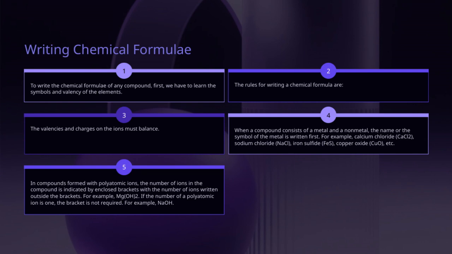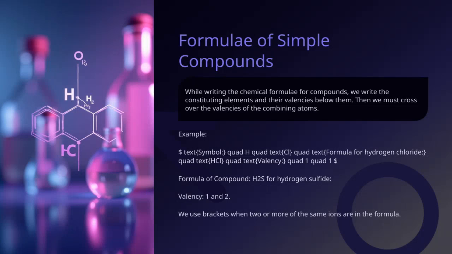Another critical concept is that the valencies and charges on the ions must always balance out. This means the total positive charge should equal the total negative charge, ensuring the compound is electrically neutral. Before we can write these formulas properly, we need to know the symbols and valencies of the elements involved. Getting comfortable with these basics helps us accurately construct chemical formulas and understand how different elements combine chemically. When writing chemical formulas, we use brackets whenever there are 2 or more of the same ions in the formula. This helps us keep everything clear and organized.